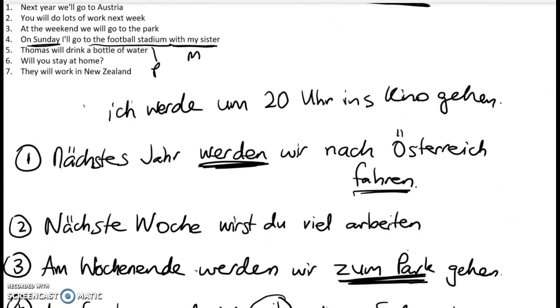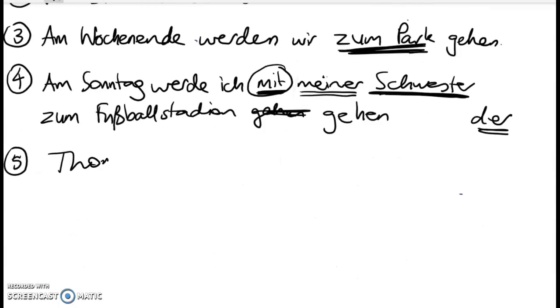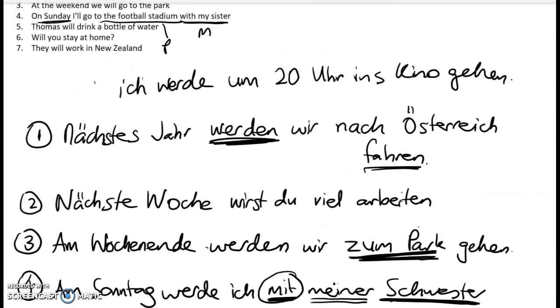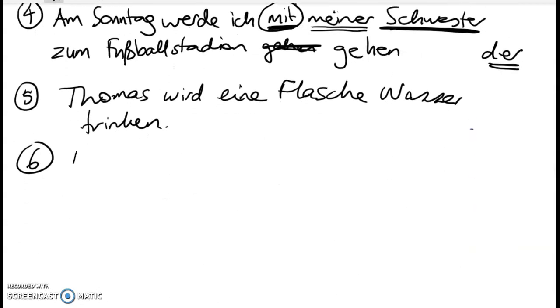Okay, Thomas will drink a bottle of water. Thomas wird eine Flasche Wasser trinken. 2 left. Number 6, will you stay at home? Now I'll do something. I've used du already. I'm going to use ihr here. So maybe I'm asking my kids.